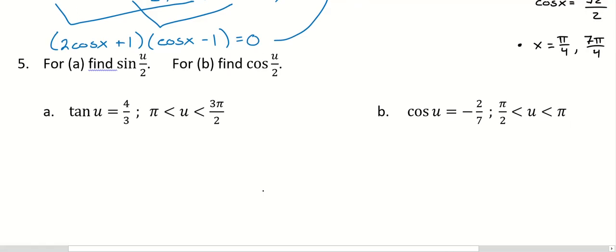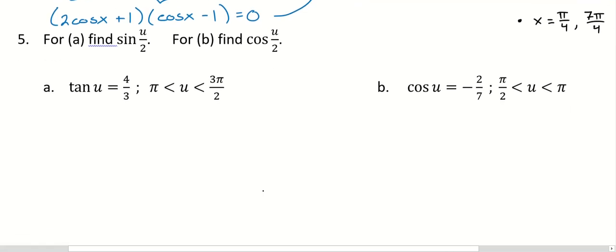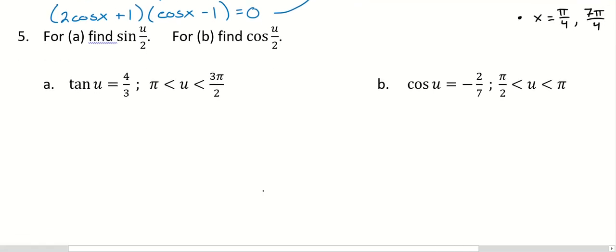On to number 5. We are trying to find the sine and cosine of u over 2. And the cool thing is that this formula, as ugly as it is, all we have to be able to do is think out where these things live. Now, in class the other day, like we don't need to draw a picture here, but here's what I want to think out. This little statement tells me that angle u that I'm working in is in quadrant 3.